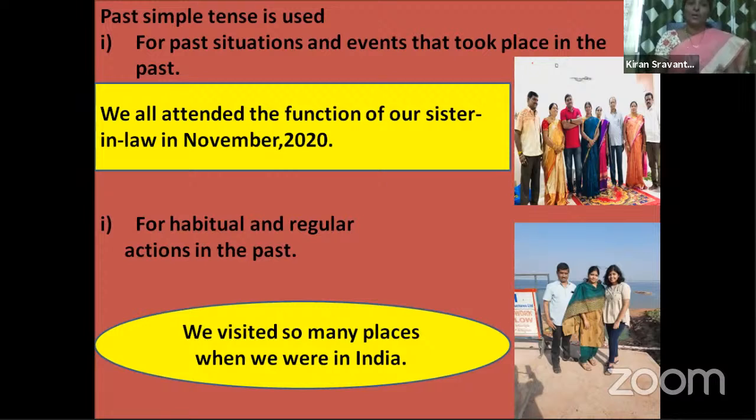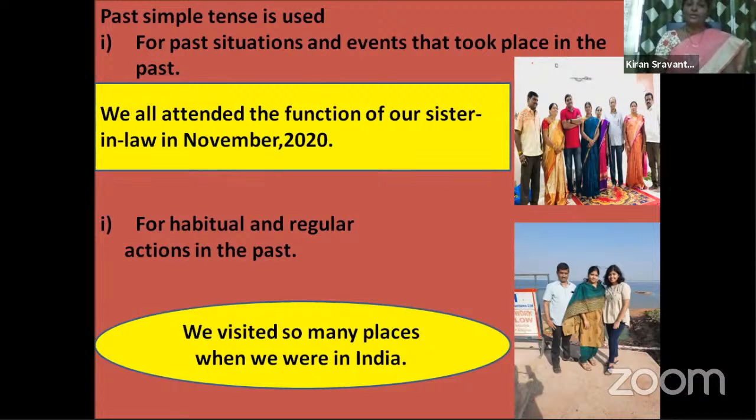So for example, we all attended. Once again, when we go to the example, concentrate on the verb, which verb we are using to express this sentence in past simple tense. We all attended. Attended refers to the V2, the past form of the verb. We all attended the function of our sister-in-law in November 2020. And coming to habitual and regular actions in the past, even when we talk about past habitual or regular actions, we use past simple tense.